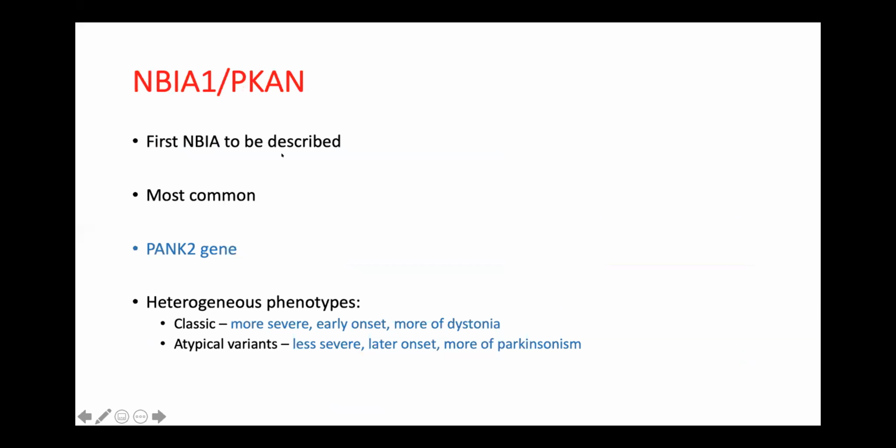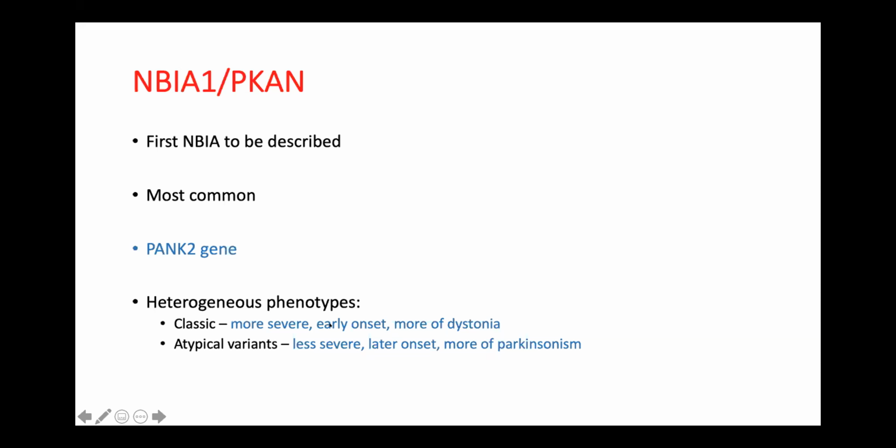PKAN is the first NBIA to be described. Earlier we used to call this Hallervorden-Spatz disease; in the earlier terminologies and textbooks this term was used because during the Nazi executions, people with low intellectual capacities were studied by Hallervorden and Spatz, and the condition was published initially. Because the way that research was done was found to be unethical, the name was removed and replaced by NBIA-1 or PKAN. This is the most common NBIA we see in clinical practice, and they have heterogeneous phenotypes.